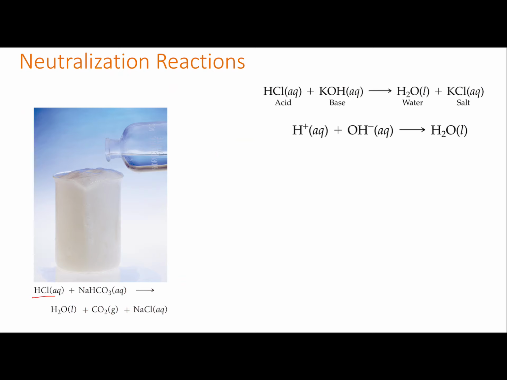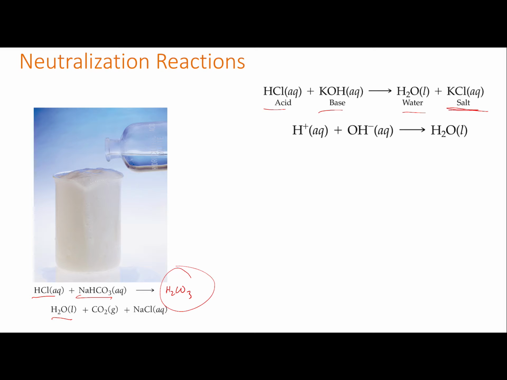An acid and a base forming water. Now in this case, this formed a gas. This formed H2CO3 as an intermediate, and then this broke down into water and CO2. Hopefully you remember that from chapter 7. But in general, acids and bases will form water and a dissolved salt.